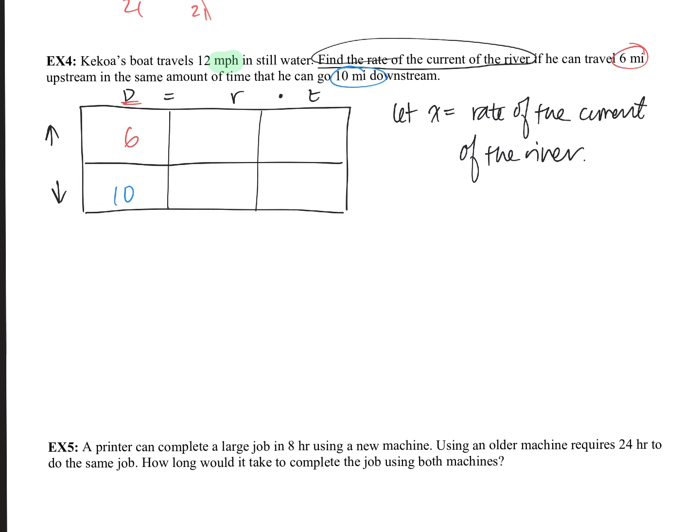What else do we know? We know that he travels 12 miles per hour in still water. However, we can't just put the rate as 12. Why not? Because it's being affected by the current of the river.